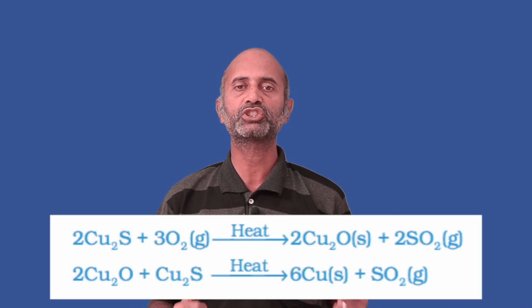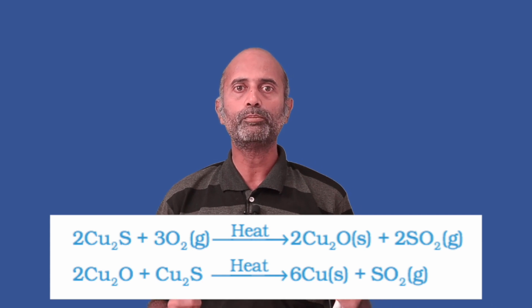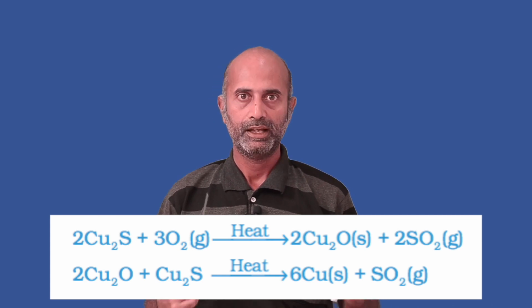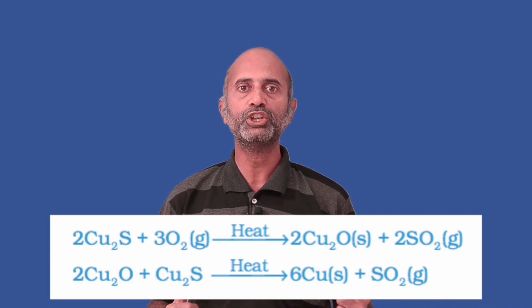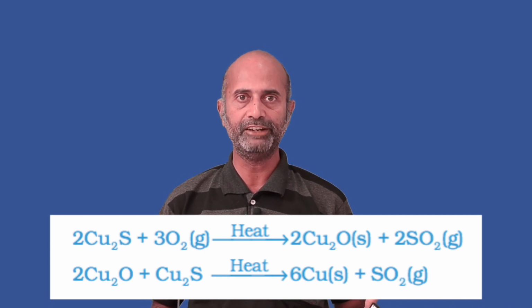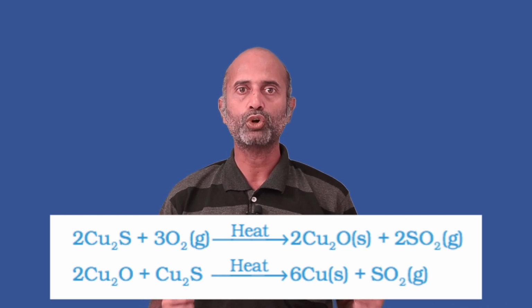Similarly, we have for copper as follows: 2Cu2S plus 3O2 upon heating gives 2Cu2O plus 2SO2. And further we have 2Cu2O plus Cu2S upon heating gives 6Cu plus SO2.